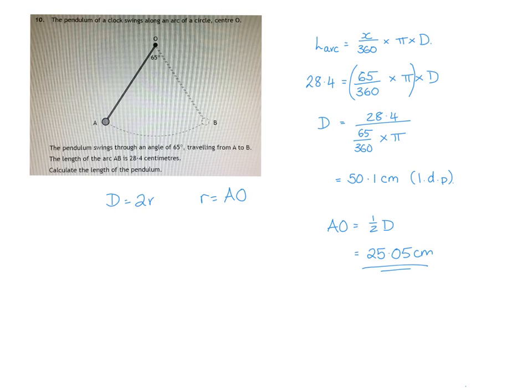And our marks for this question go for knowing the 65 over 360, one for substituting in, one for knowing how to solve it, so knowing to rearrange, and then one for your final answer, so the length of the pendulum. Okay, so question 11, we've got a table that is a regular hexagon.